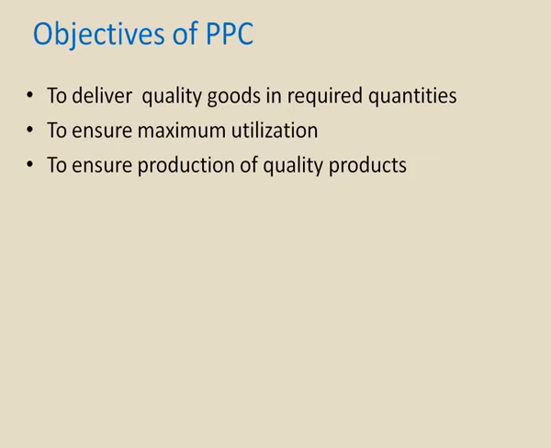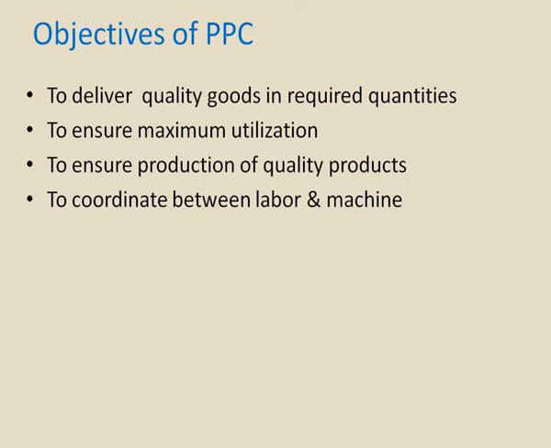Third objective, to ensure production of quality products. Again, it is not just one objective that quantity of goods should be attained, but at the same time quality should also be maintained. Otherwise, if the quality standards are not according to the standards that are set, then that is not a good factor. So one must also produce quality products. And next objective, there should be proper coordination between labor and machines, and that is a must. Manpower should be utilized in the best way, and it should be taken care that no machines are kept idle.